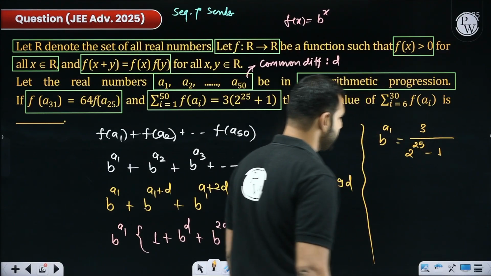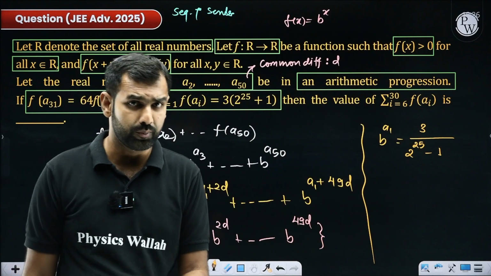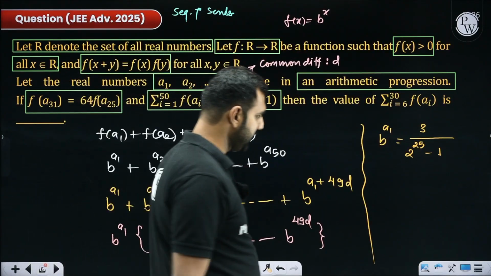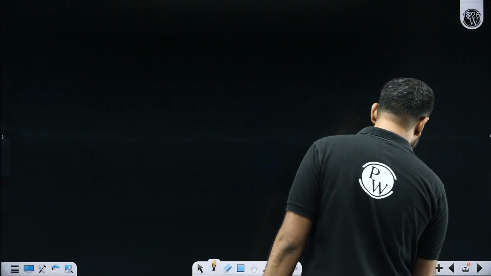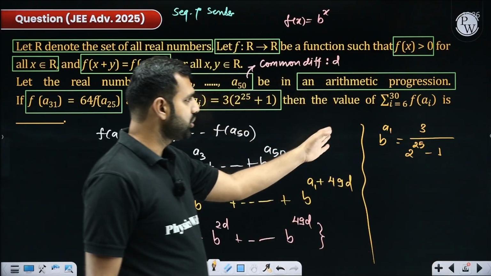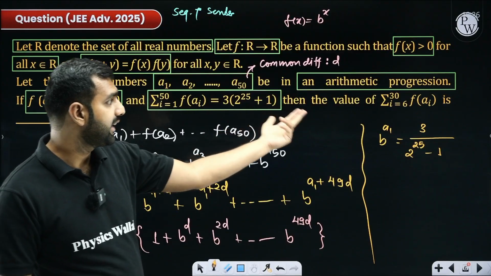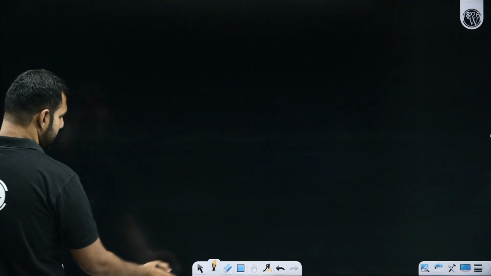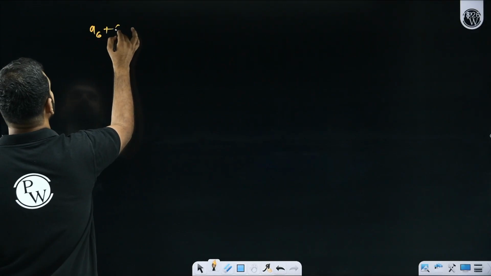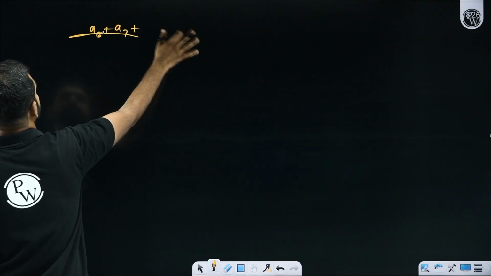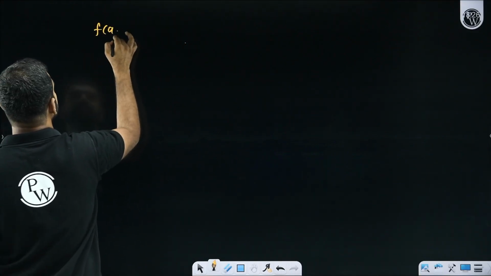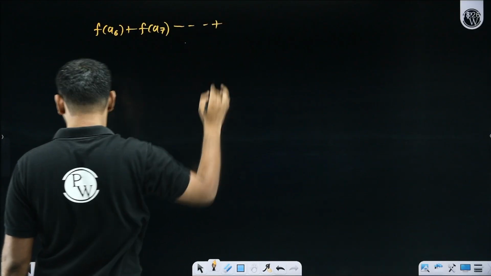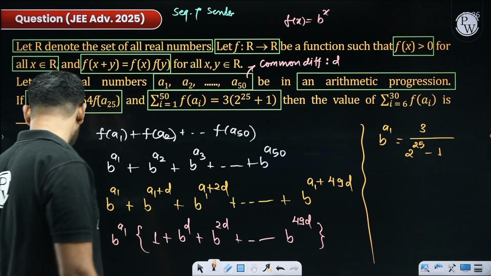Sir, why are you putting so much effort into all of this? Because I am now supposed to close this question with this final step. What is this final step saying? The final step now says that you're supposed to figure out the summation of f of ai, where i is from 6 to 30. 6 to 30 means you're taking f of a6 plus f of a7, sorry, I'm really sorry, you're taking f of a6 plus f of a7, till what? Till f of a30.